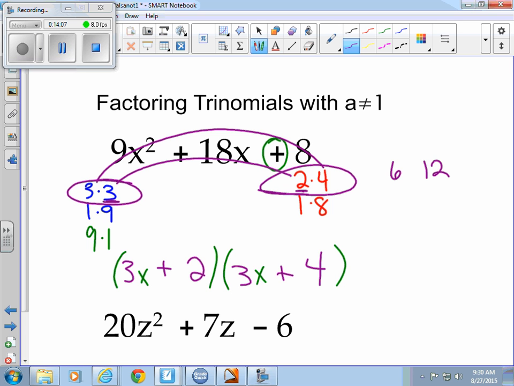Would you agree this was tough? What should we do? Yes, before that, check it. What do I mean, check it? FOIL. Is 3x times 3x, is that 9x squared? Is 3x times 4, that's 12x, right? Plus 2 times 3x, that's 6x. It's 12 plus 6x, 18x. And 2 times 4, is that 8?